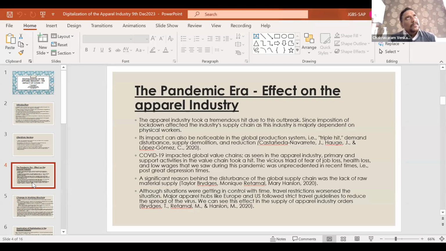Apparel industry people faced majorly two problems. One is they could not dispatch their already produced stocks to the outside, and they could not get their raw material for the new orders. These two problems arose due to the complete breakdown of the supply chain process.